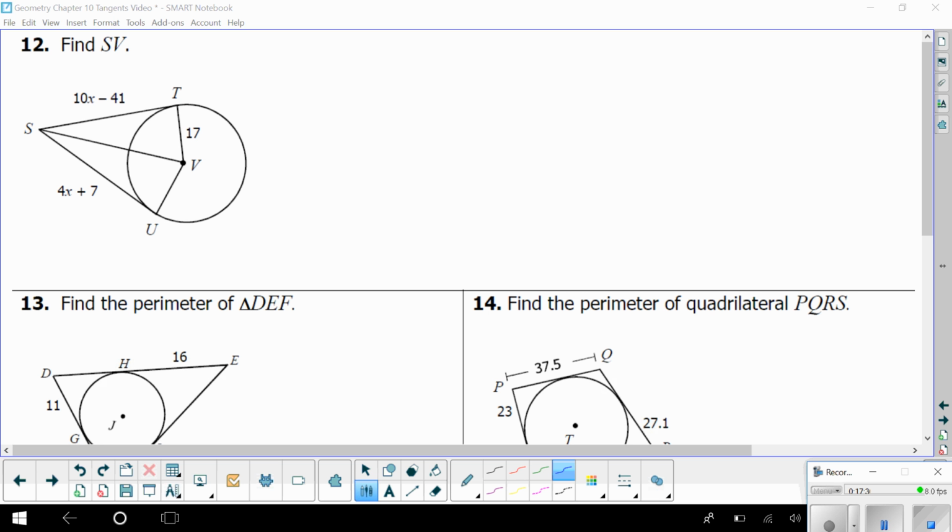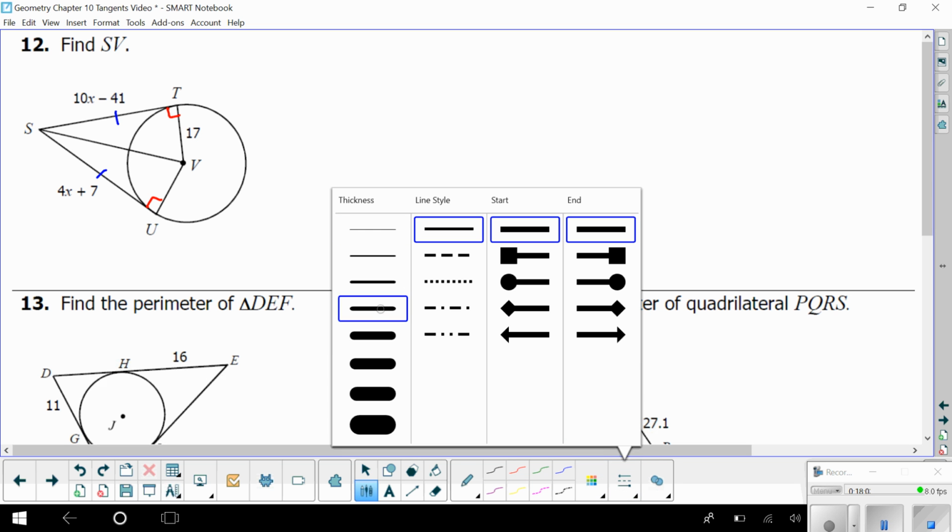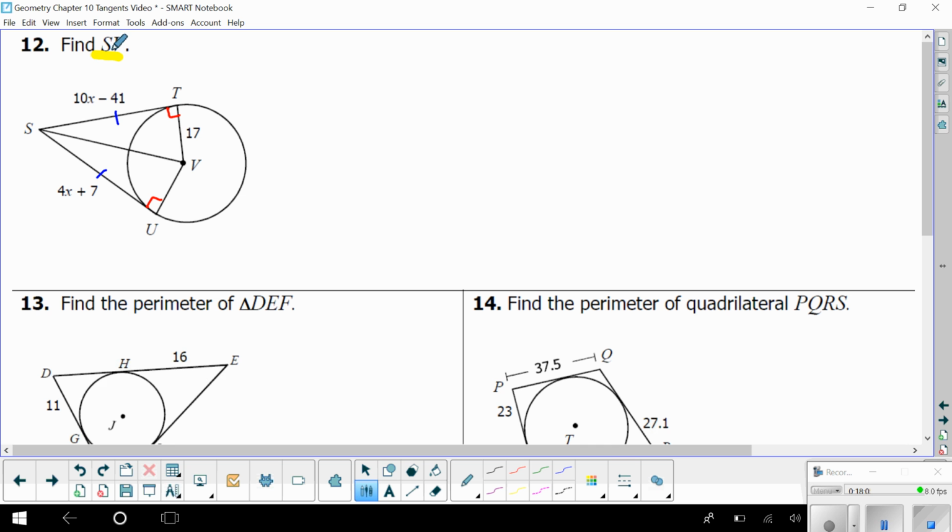Okay, so the next problem, look at 12. It says to assume that if it's tangent, it's tangent. Well, if this is tangent, then there's a 90 degrees and there's a 90 degrees. So I'm going to move that back up there. There we go. And if it's tangent, that means this is congruent to that. Before I do that, hold on a second. I'm also looking for SV. So I'm actually looking for that line right there.